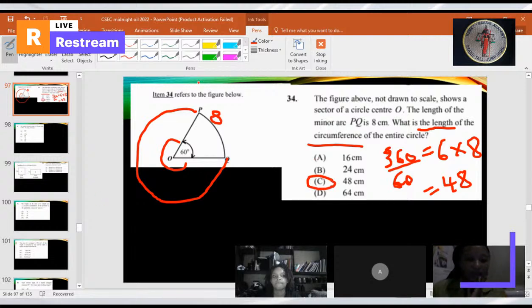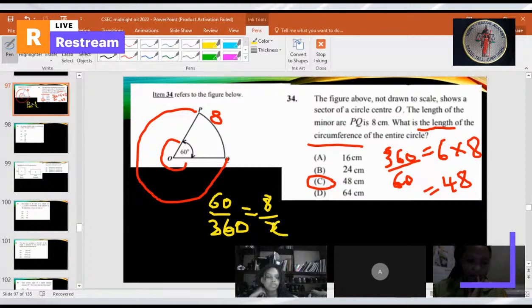Is there another way we could have set this out? So the 60 is a fraction of the 360. So we want to know, 8 is a fraction of what? So 60 over 360 is equal to 8 over what? We would say 60x is equal to 8 times 360. All right, so 360 times 8.